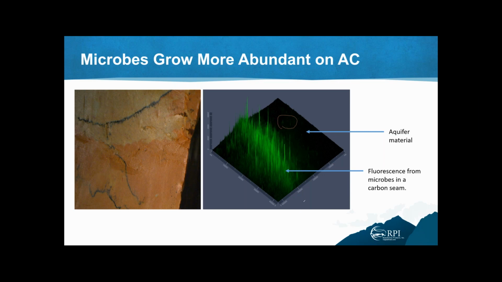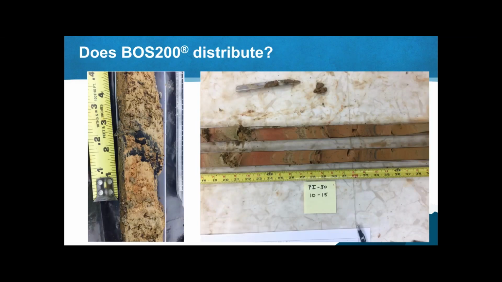The goal of showing you this is to give you a sense. It's not proof by any means, but it gives you a sense that microbes like growing on activated carbon. They grow abundant on activated carbon. Next question would be, yeah, sure, microbes like growing on activated carbon. You can grow them in the lab and you can show me this from a core drawn from the ground. That's cool. But when you actually inject an activated carbon remediation product, like the BOS 200, do you get distribution?